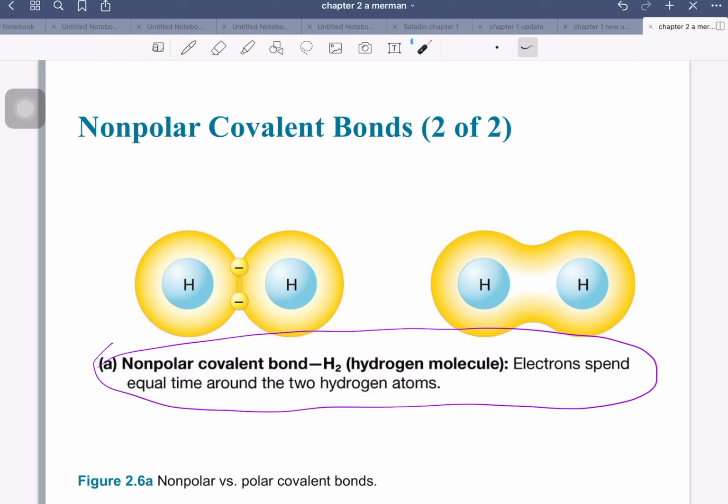Now remember, the charge on an electron is negative, right? So if an electron was spending way more time hanging out with one than the other, then that would tend to make that end a bit more negative, but that's not the case when we're looking at nonpolar covalent because the sharing is equal. So over a unit of time, the negative electron is shared equally.